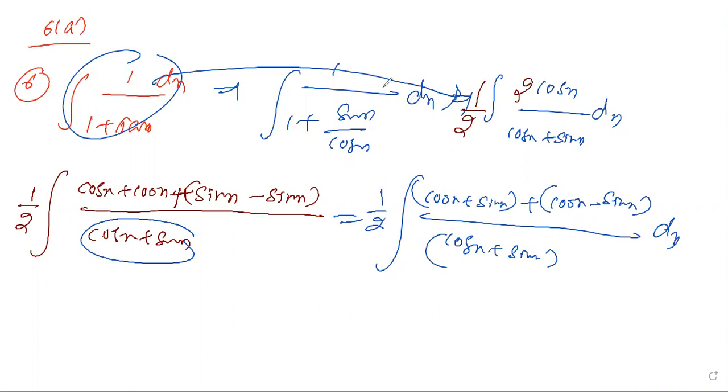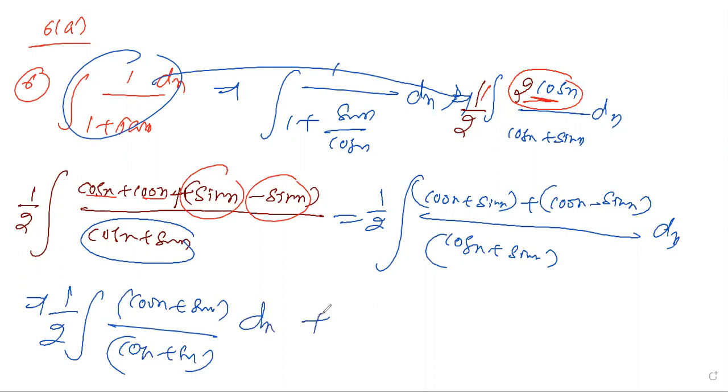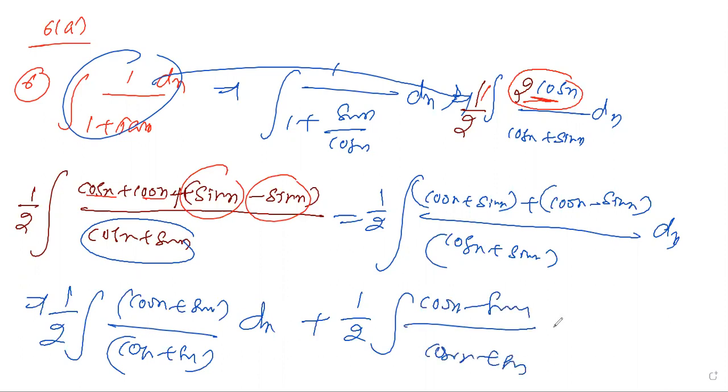Just try to understand this. If I took just cos x, it is not possible, so I took 2 cos x. This is the possibility. Then I wrote 2 cos x as cos x plus cos x, then added and subtracted sin x. After this extension, it is the same. I'll rewrite the denominator separately: integration of cos x plus sin x by cos x plus sin x into dx, next plus 1 by 2 integration of cos x minus sin x by cos x plus sin x. Still clear?